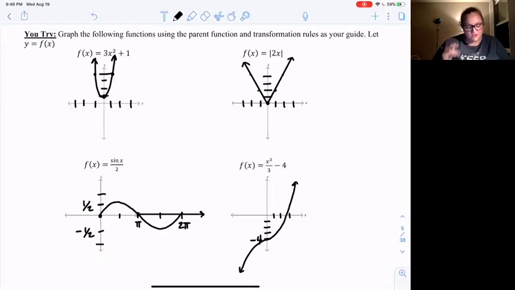All right, so that first try that you had was 3x squared plus 1. So hopefully you recognize that plus 1 was going to shift it up, and then that 3 was actually going to make it thinner. Now, if you saw that absolute value of 2x, that's going to double all those x values. And so again, that's going to make it a little thinner.